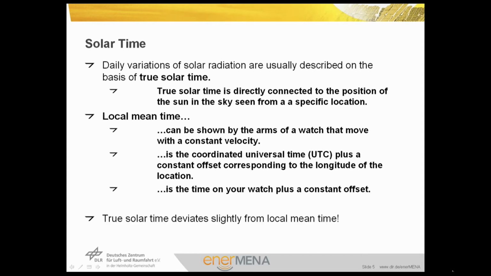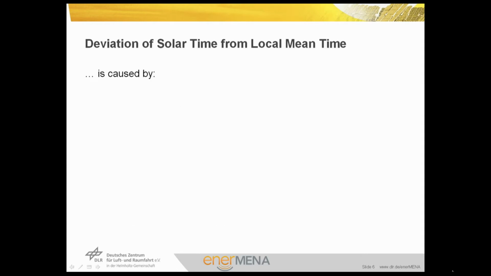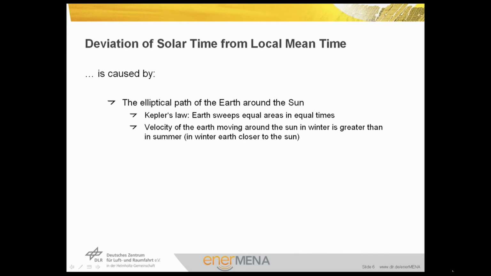True solar time deviates slightly from local mean time. The deviation of solar time from local mean time is caused by different effects. First of all, by the elliptical path of the Earth around the Sun. Kepler's law tells us that the Earth sweeps equal areas in equal times. The velocity of the Earth moving around the Sun in winter is greater than its velocity in the summer. This is because in winter the Earth is closer to the Sun. Here I'm referring to the winter of the Northern Hemisphere. The other reason for this deviation is the tilt of the Earth's axis with respect to the ecliptic plane.